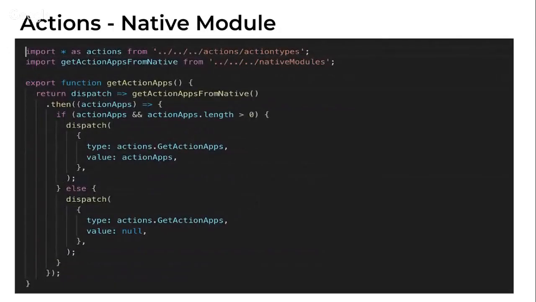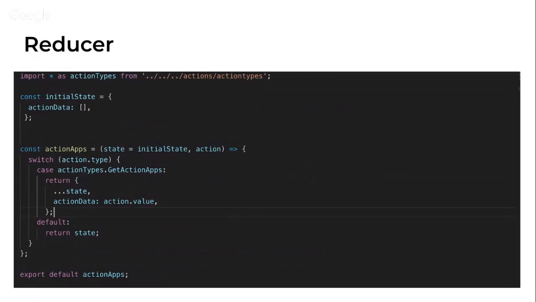So here what happens is it takes the initial state. Initial state is nothing but an empty thing. So action here is what is thrown from here. Okay. So I invoke this method to get the list of all actionable apps from the native. So let's say in this case the promise is resolved successfully, and then here I'm trying to dispatch get action apps, and then with the payload. The payload here will have all the available actionable apps.